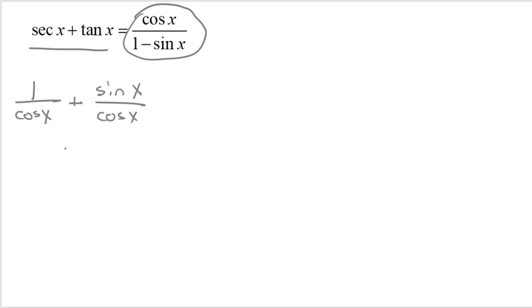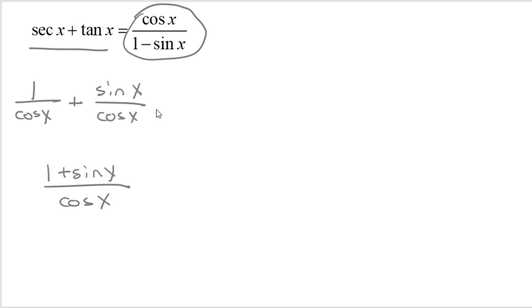Now, at this point, I'm just super giddy because I already have a common denominator. I could add these bad boys together and I don't even have to work to get a common denominator. So I'm just going to add the numerators, 1 plus sine of x divided by cosine of x. That was my common denominator.